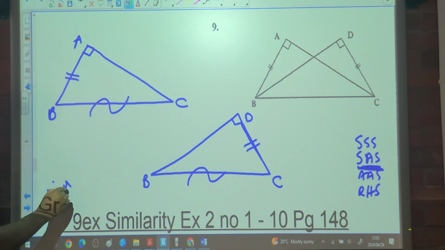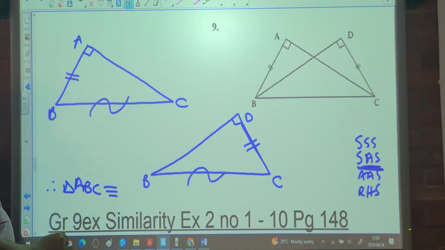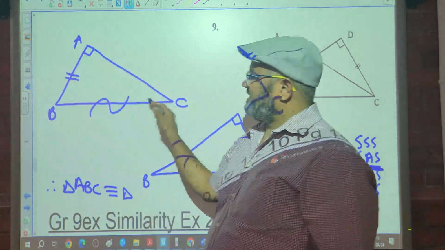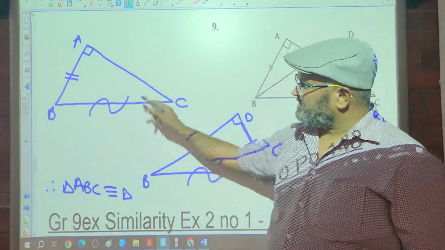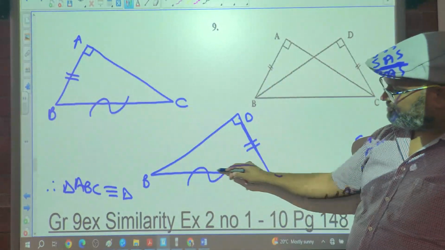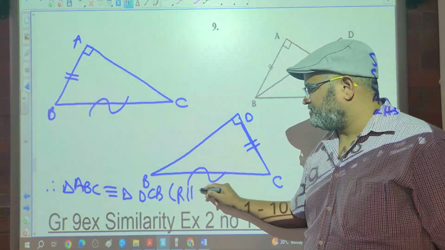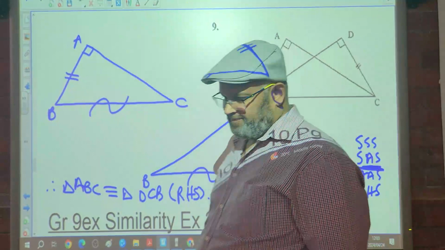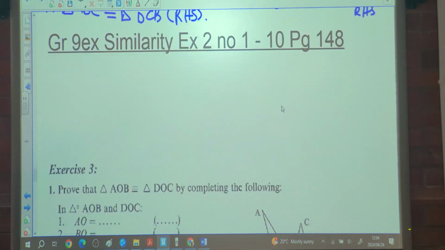So therefore, triangle ABC is congruent to triangle... If I go A, B, C, what must the order here be? D, C, B. Then I go 90 through the 2 arcs and the hypotenuse. So it's going to be DCB. And we said it's going to be RHS. Okay. Is it a nice one? Yeah, then again all the sums are nice, ne?